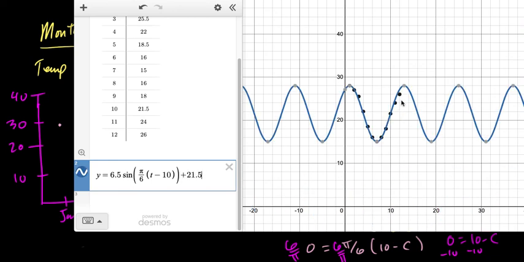Okay, we can see that's a pretty good model. It might not be perfect, but I feel pretty confident that our model was close. If you have additional questions, please come to Math Lab. Until then, calculator.